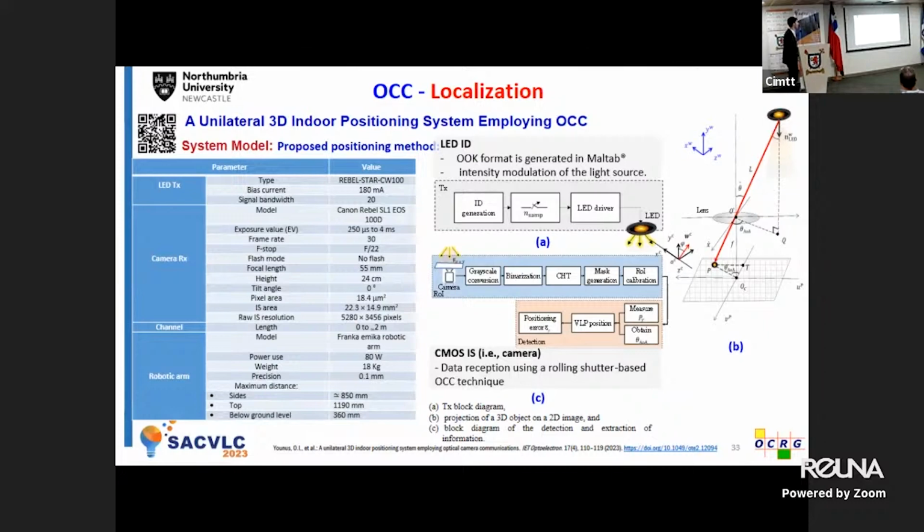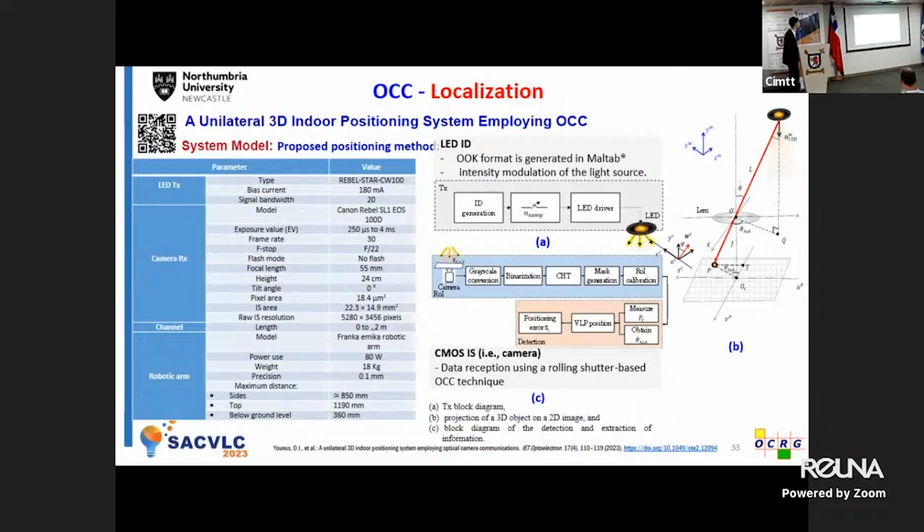Again, you have a light source sending its ID, and the ID is modulated and sent through a flicker-free light source, for sure. Again, the signal is being received here by a camera, and we did some processing in order to work out the position of that light source in the image, and work out the position from that. I will not go in depth into this, but we'll see a little bit of these details in the following slide.